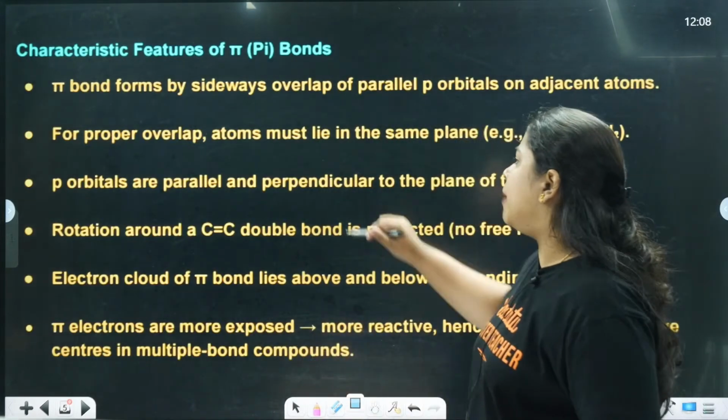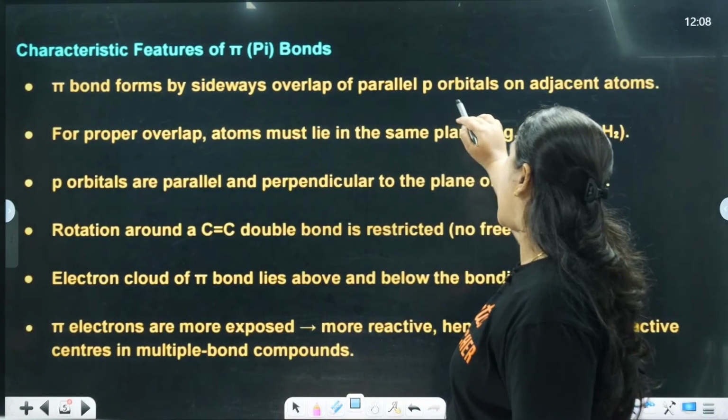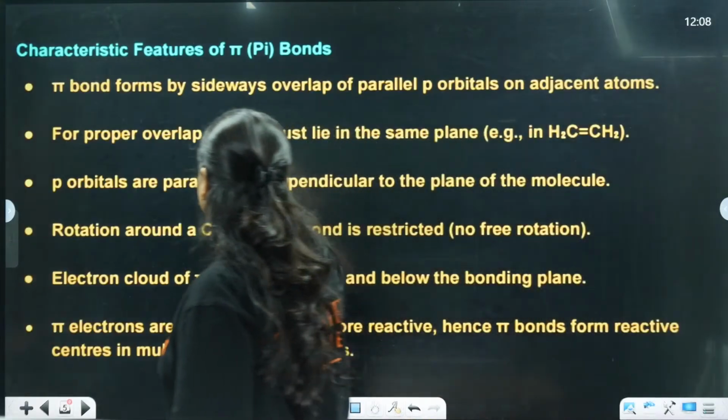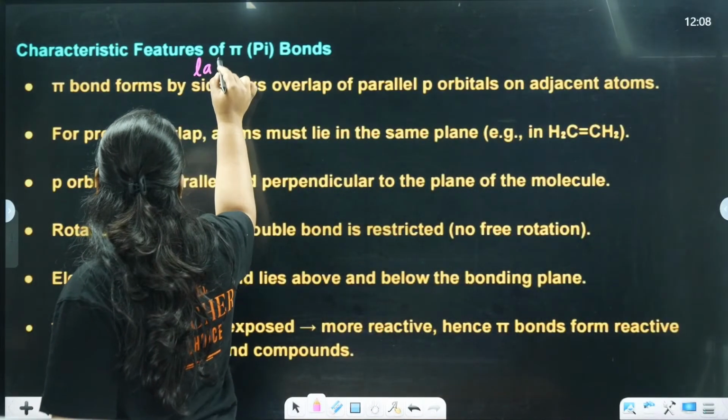Okay, so now a pi bond forms by the sideways overlap of parallel p orbitals on the adjacent atoms. Sideways, or it is also called lateral, not a problem.